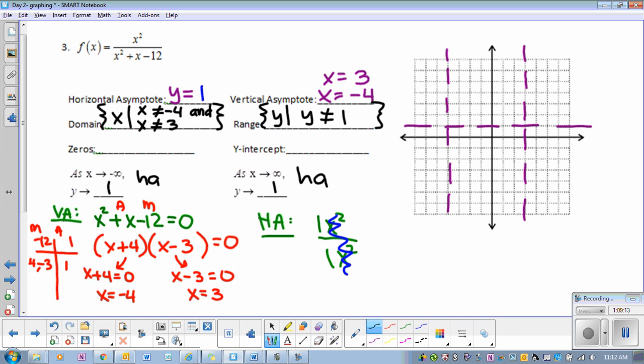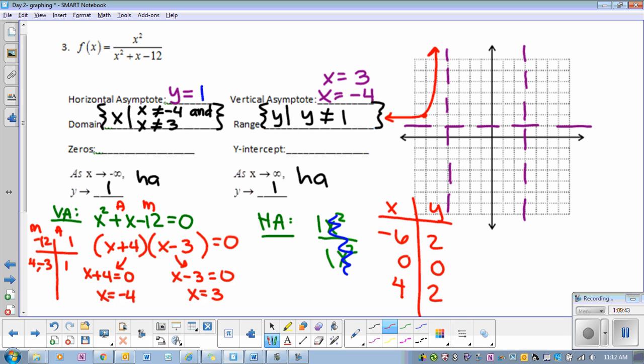So now you have to go to your calculators and plug this in. All right? And when you go to plug this in, these are my points that are nice. I'm just going to give you guys these because of the time. Negative 6, 2. Here's 0, 0. Here's 4, 2. And 3, 4, 1, 2. Okay?